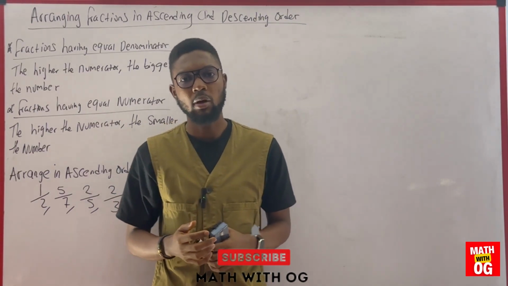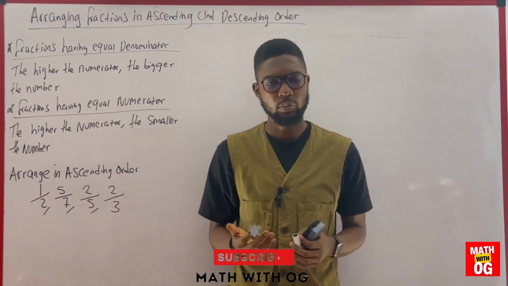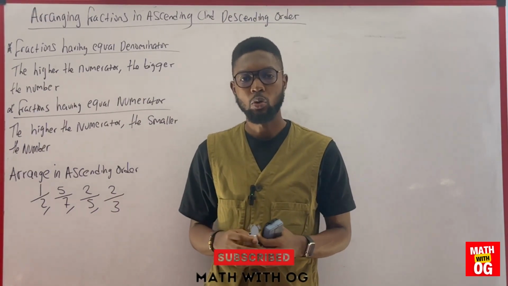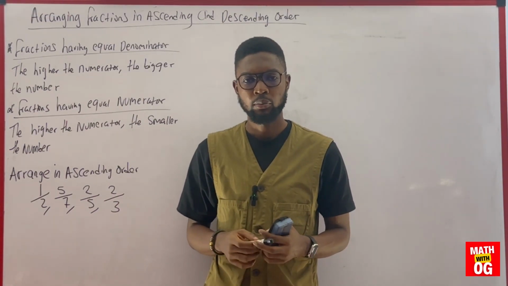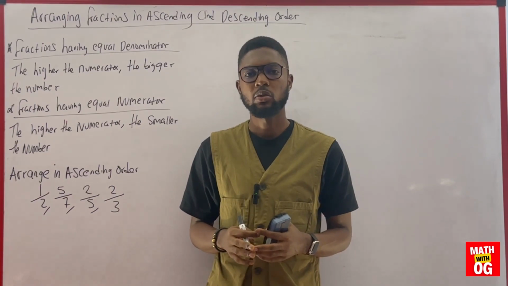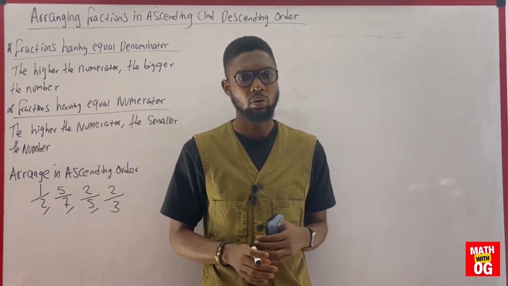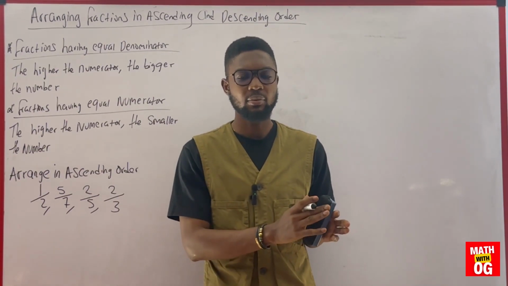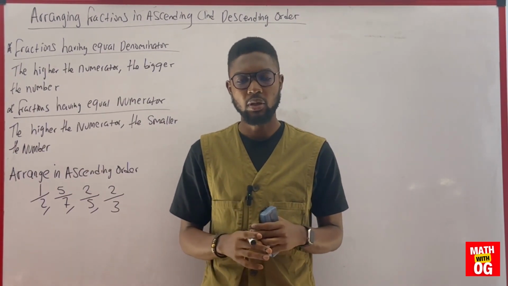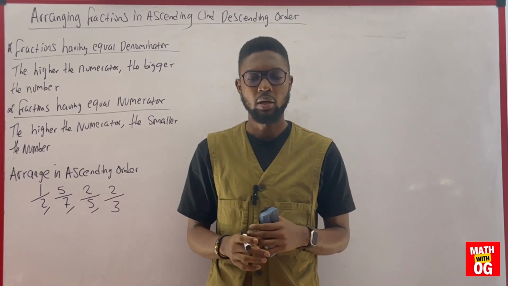In this section, we'll be looking at arranging fractions in ascending and descending order. So when you are given more than one fraction, how do you know which of them is bigger and which of them is smaller? With the invention of the calculator, I believe that you all know that you can simply punch values on your calculator and use the decimal form of your answer to know which of them is bigger and which one is smaller.